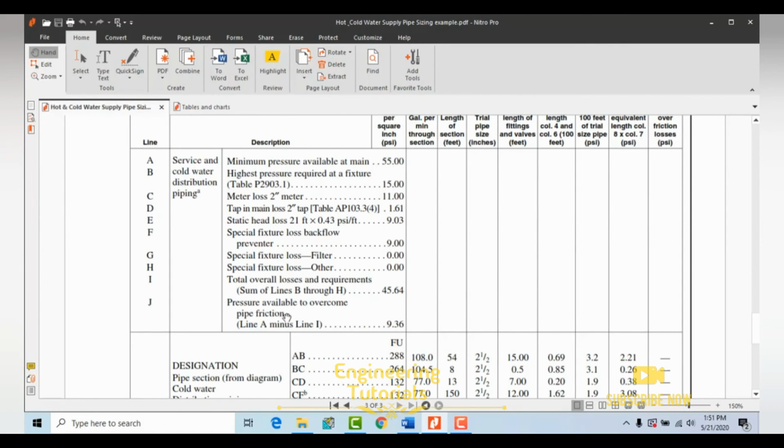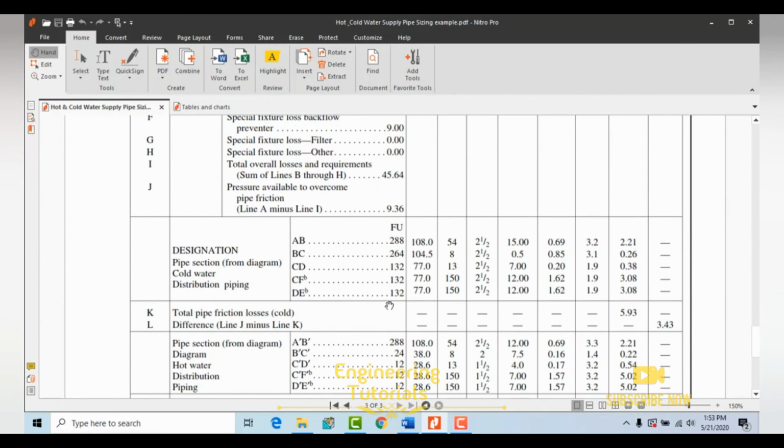As you know, the minimum pressure at the street main that we get from the local water authorities is 55 psi. So now we need to subtract from this total pressure available at the street main the pressure losses through the water meter, taps in the main, and static head loss. We need to subtract all these losses. So this is the pressure available to overcome pipe friction, that is line A minus J. A is 55 and J is 45.64. After subtracting you will get 9.36 psi. So 9.36 psi is the pressure available to overcome the pipe friction.